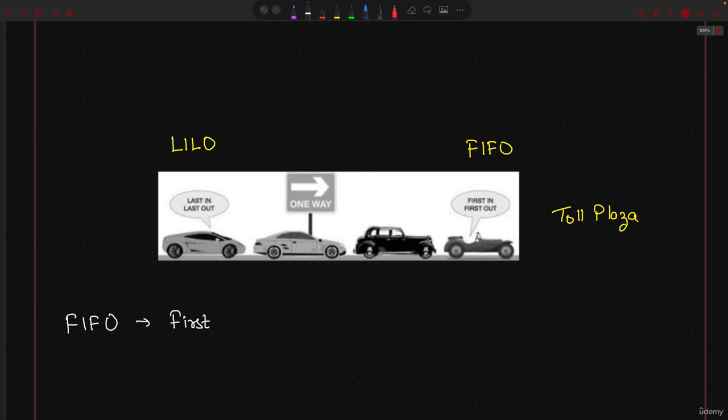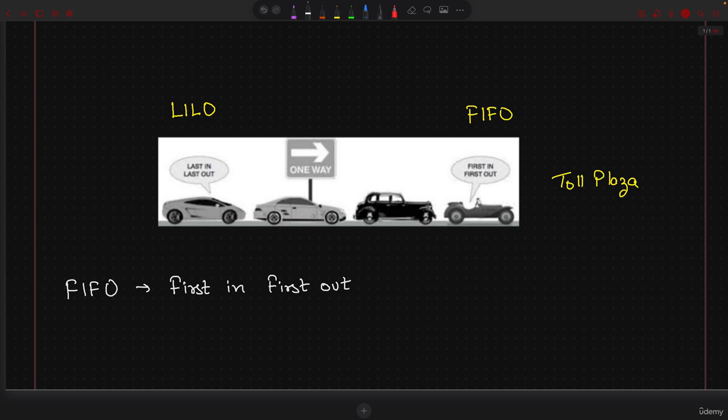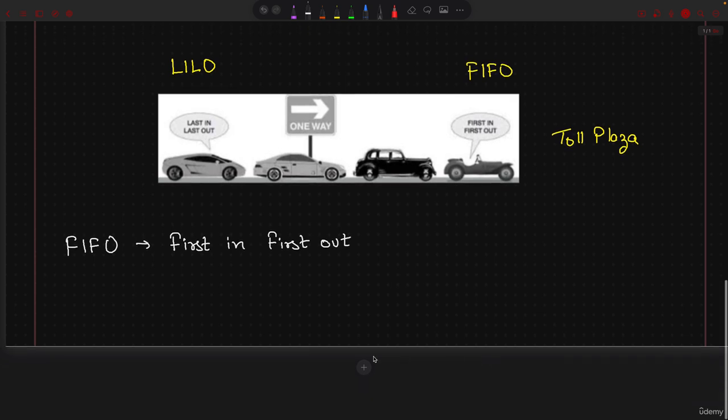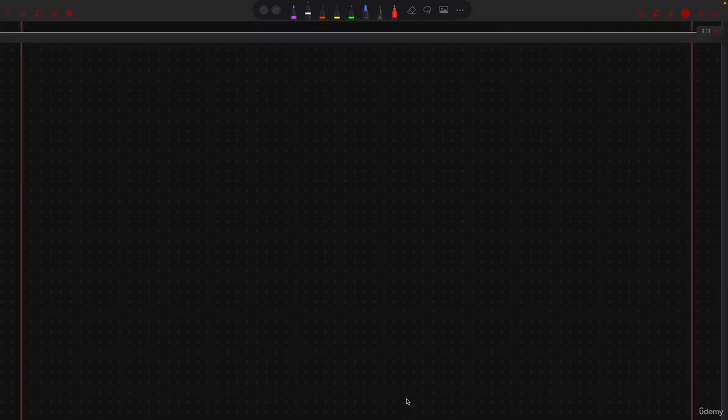First in, first out. Great. So let us move forward, everyone, and see. First one to come in is the first one to go out, assuming that no one is coming in between, and there is just one exit and one entry, right?